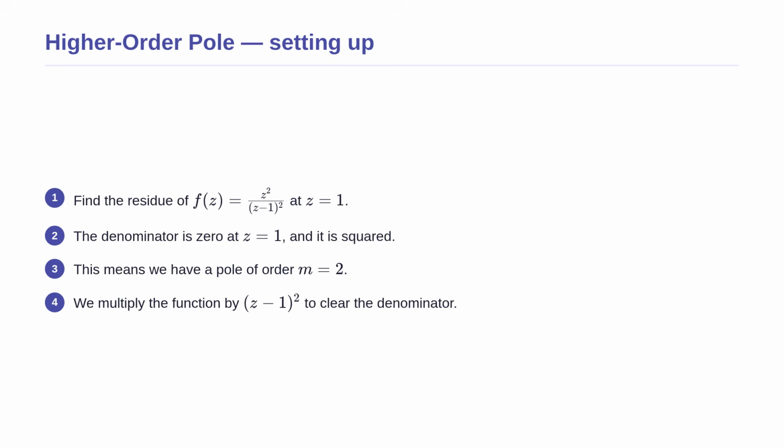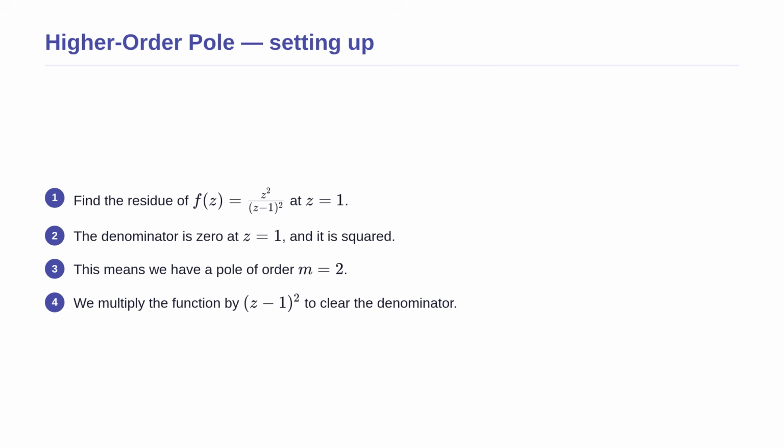Let us apply this new formula to a slightly harder problem. We are given the function f of z equals z squared divided by z minus 1 squared, and we need to find the residue at the point z equals 1. First, we identify the pole. The denominator becomes 0 when z is 1. However, notice that the entire denominator is squared. This means we are dealing with a pole of order m equals 2.